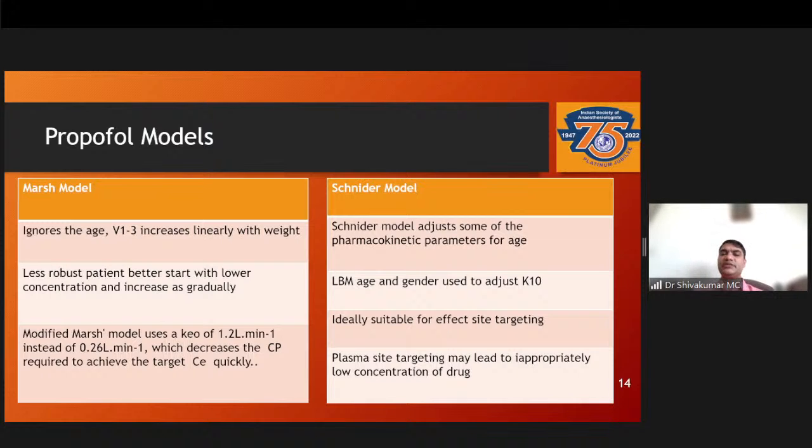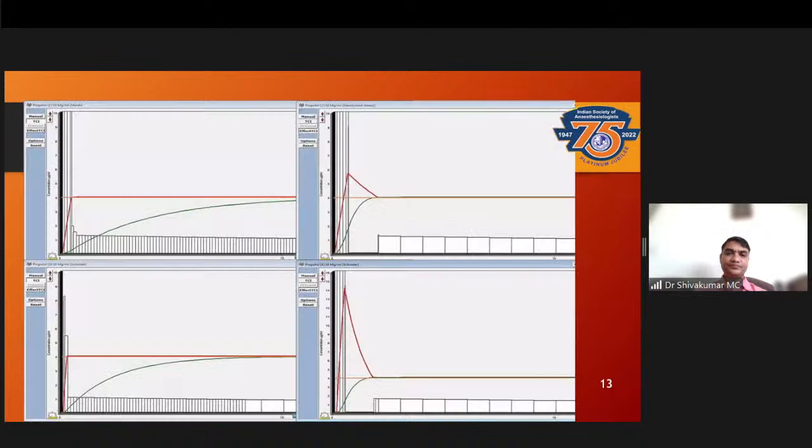If you use plasma site targeting with the Schnider model, then the amount of drug delivered to the patient will be much less, and the chance of awareness will be more, because the V1 compartment is fixed, at almost 4.2 liters. So the amount of drug delivered will be very less. So Schnider model plasma targeting is not suitable. Plasma site targeting may lead to an inappropriately low concentration of drug.